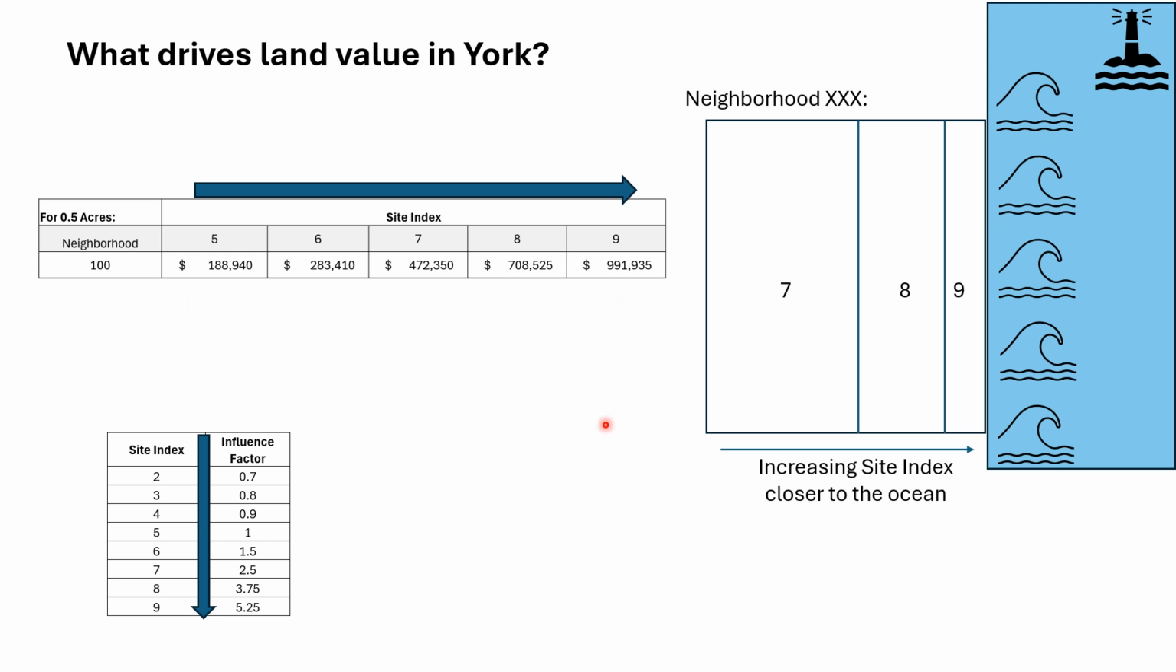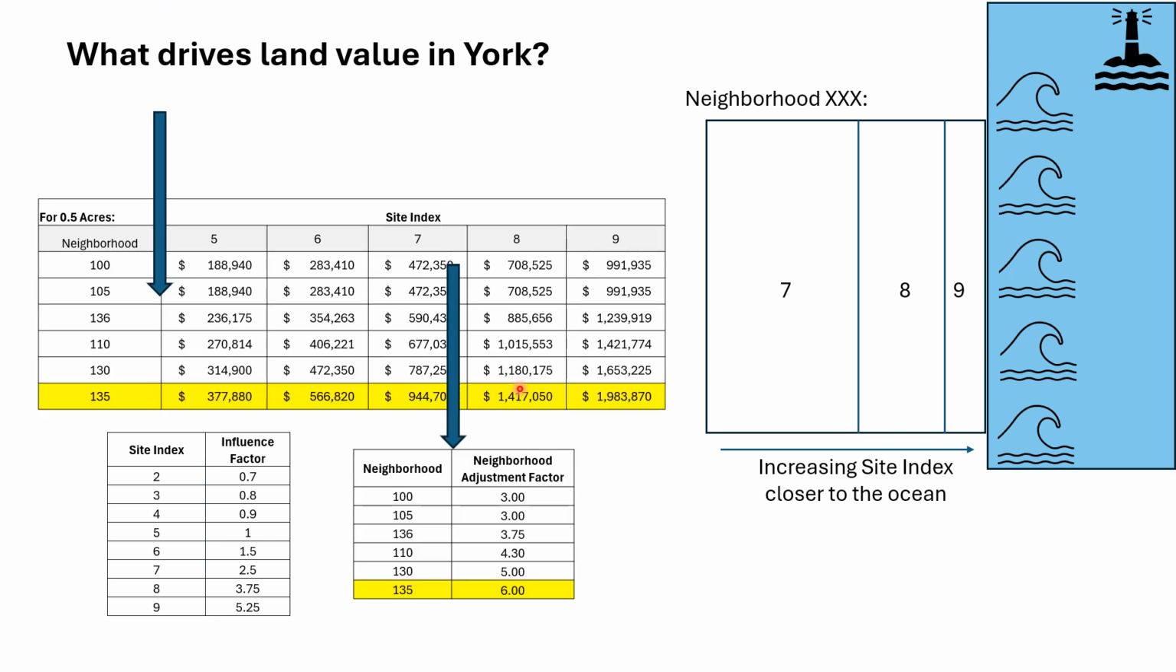If we look at the other main factor for driving land value, it's actually what neighborhood you live in. Every neighborhood has an adjustment factor. These numbers have been determined at some point, and apparently they do get reviewed once in a while, but it's not clear to me how these are chosen, but they are there, and that's what they use.